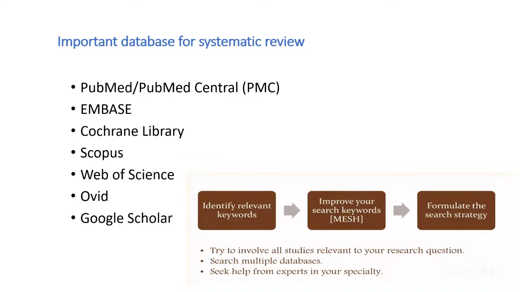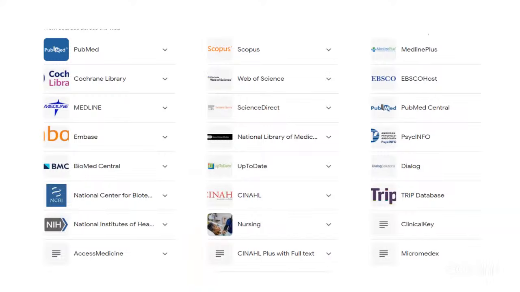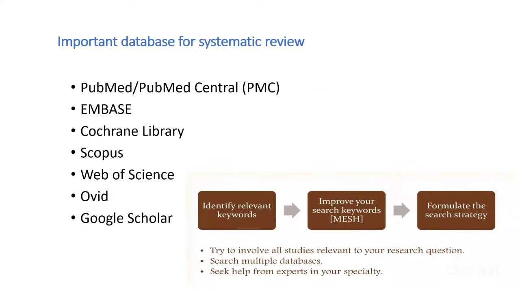How are we selecting our studies? By identifying the relevant keywords. Once you have framed your keywords, you then search them and convert those keywords into MeSH form, Medical Subject Headings, so that you can get them easily in PubMed. And finally, you are formulating the search strategy. Now, these are the databases, but basically we are collecting our studies from these databases only.